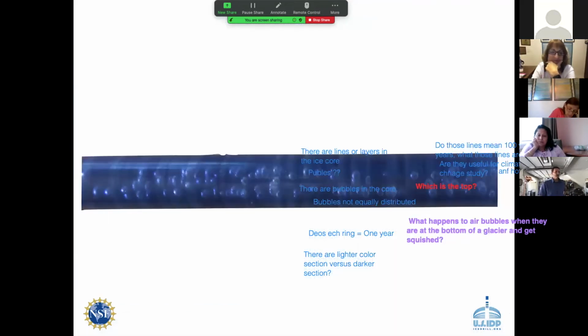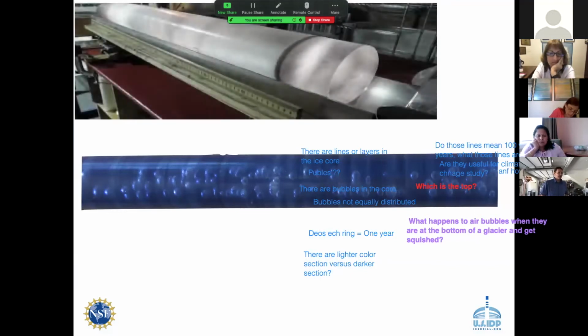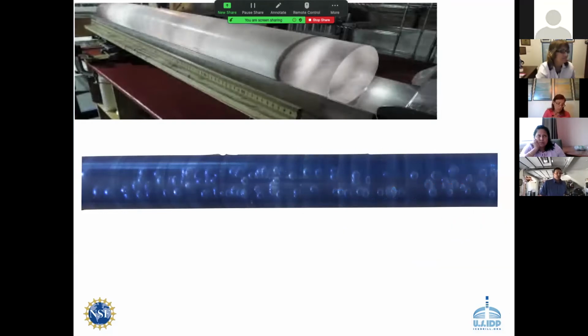So those are, again, great questions, and we're going to address some of those right here. Louise, if you could clear my annotations for me again, that would be appreciated. But here's what a real ice core looks like.